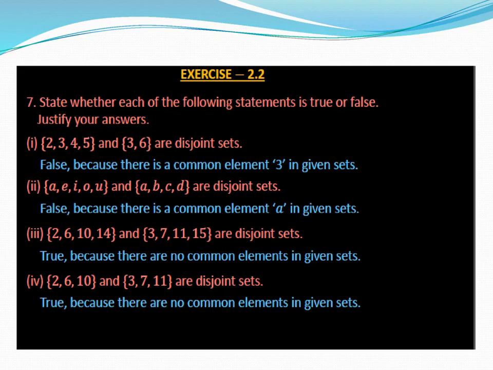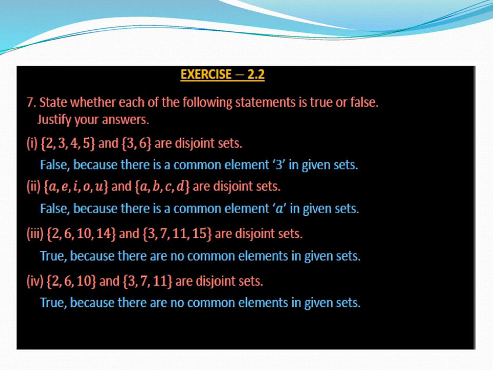Now we will go to solve the 7th problem in exercise 2.2. State whether each of the following statements is true or false. Justify your answer. Here one concept is disjoint sets. When do we call the given sets disjoint sets? Suppose we take any two sets. If the two sets have no common elements, the sets are known as disjoint sets. There are no common elements between the two sets.